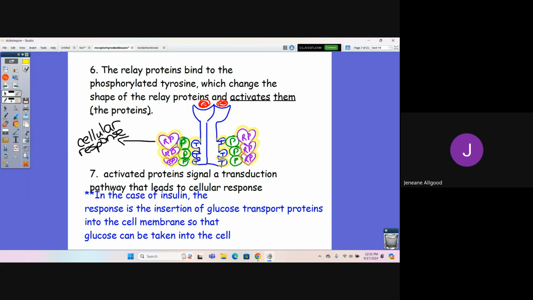Insulin is kind of like putting the key in the door to unlock the door. The door would be like the glucose channel. So when insulin is present, glucose can come out of the bloodstream and into the cells.